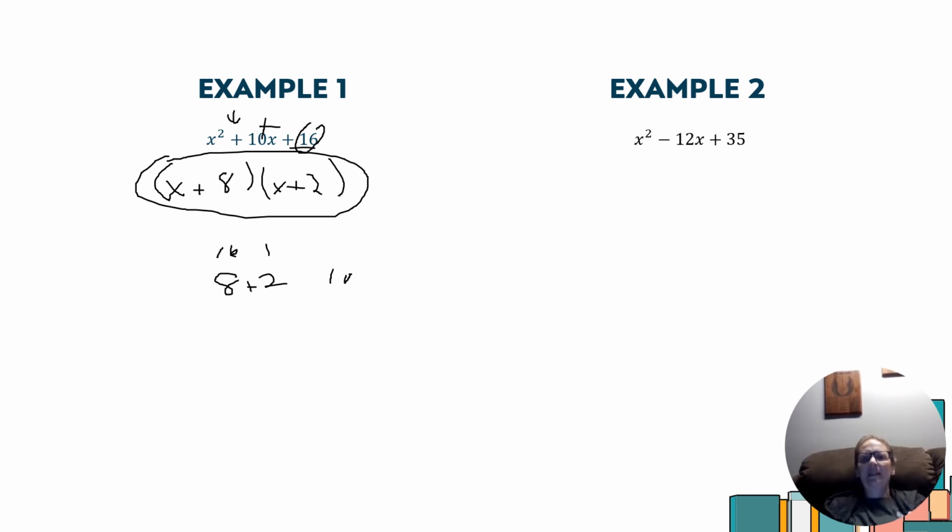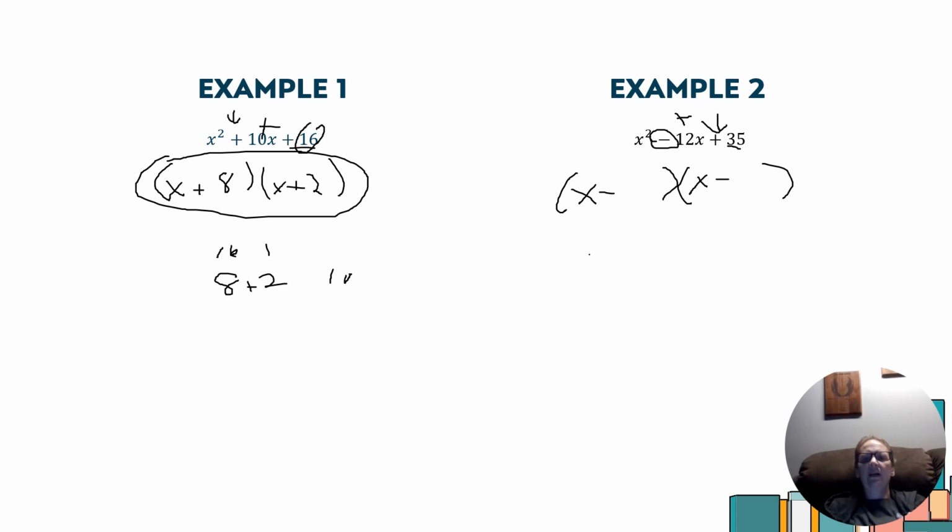So let's go on to example 2. Again, the x squared term is positive. This time, the middle term is negative. So that means my factors are both going to be negative, because the only way to multiply two numbers together to get a positive is if they are the same sign. So this time, again, the two terms are going to multiply to 35. They're still going to add to 12 because these are the same sign.